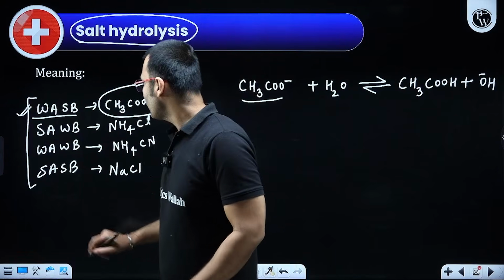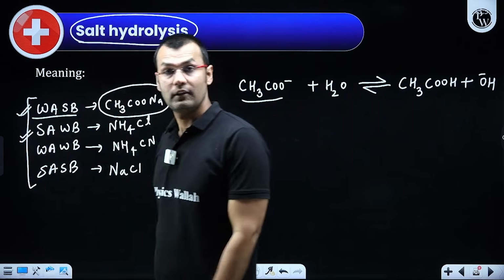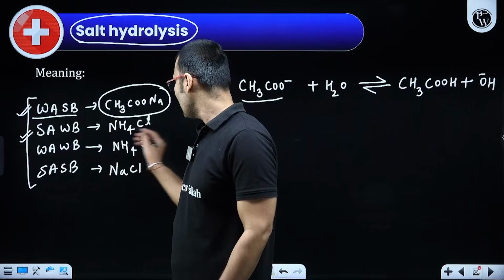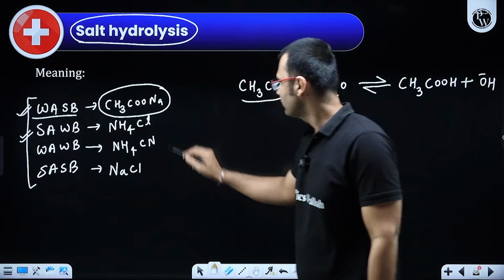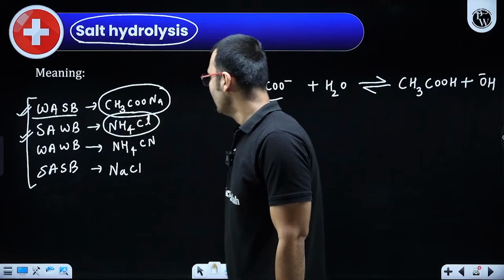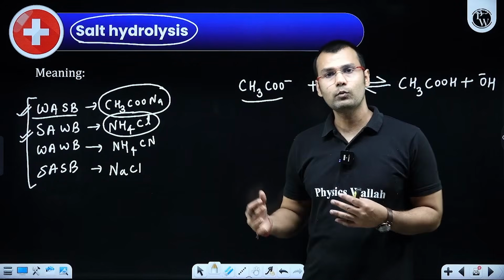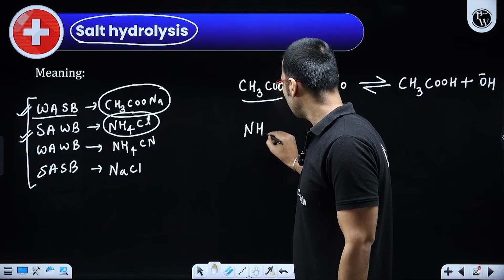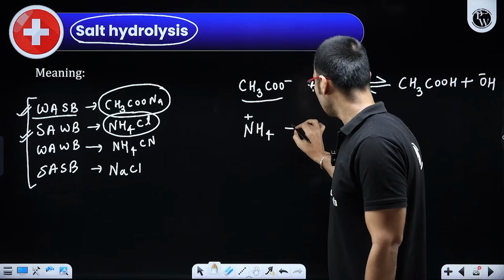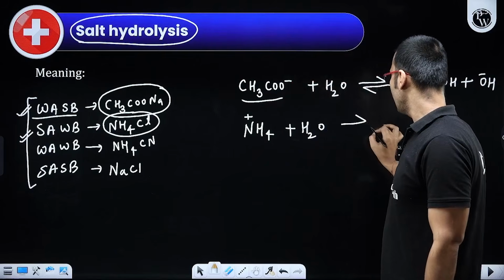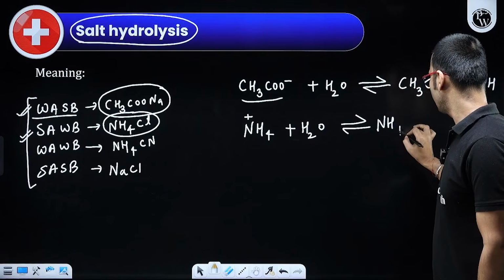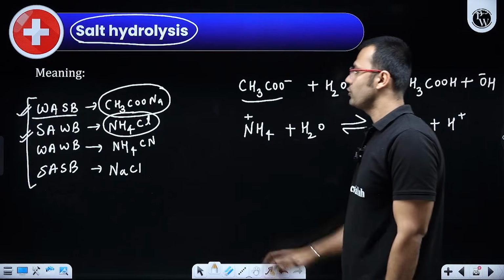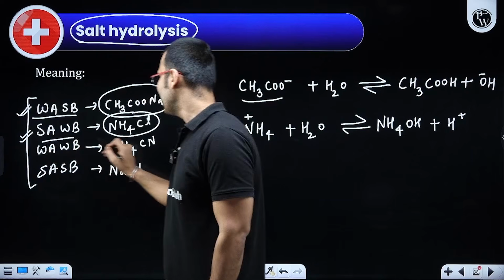Similarly, if you talk about a salt of a strong acid and weak base, in this case the cationic part will go through hydrolysis. Like if I take ammonium chloride, it's a strong electrolyte. First it will dissociate in water into NH4 plus and Cl minus. Later on, the cationic part, that means NH4 plus, will combine with water to produce some NH4OH and some H plus. So in the case of a strong acid weak base salt, the cation will go through hydrolysis.